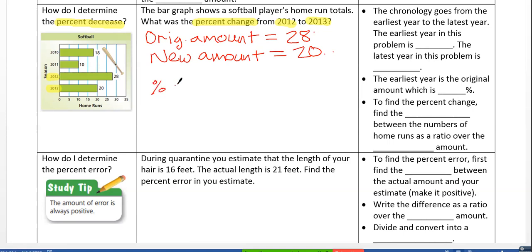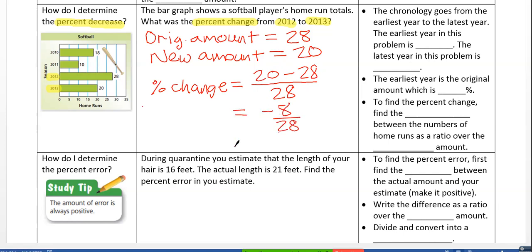Percent change is equal to, it's going to be the difference between these divided by the original amount. The original amount is the 100%. We're going to have to find the difference between these. Now, I'm going to show you if I actually always do new minus original, 20 minus 28, I'm going to get a negative number in that numerator. That's okay. So I'm going to get -8 over 28. So my final percent change is going to be negative.